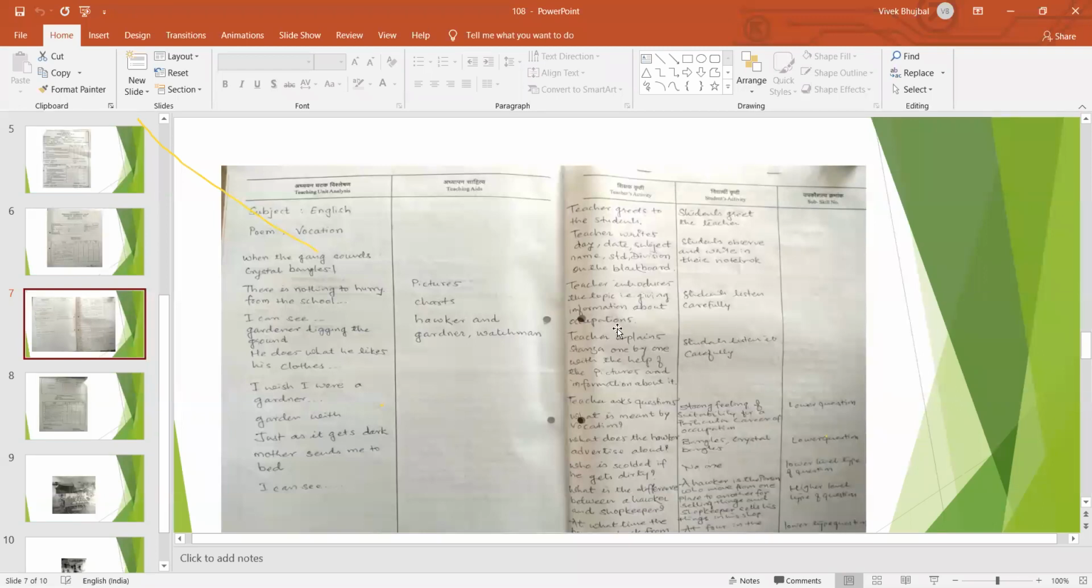Let's see. When the gong sounds ten in the morning and I walk to school by our lane, every day I meet the hawker crying, bangles, crystal bangles. In the poem, the speaker is a boy trying to tell his wish, what he likes or not. I walk to school by our lane. Every day I meet a hawker crying, bangles, crystal bangles.